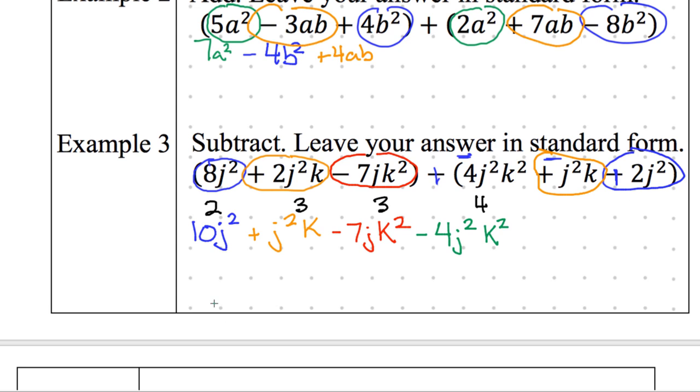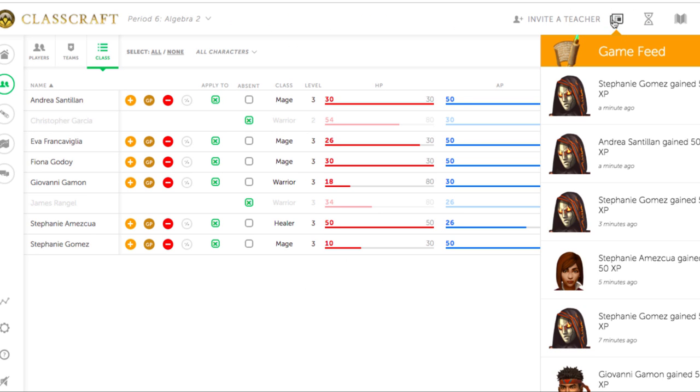You got this. Negative 4J squared K squared, plus J squared K, minus 7 J K squared, plus 10J squared. There it is. Thank you. Now it's in standard form. Thank you, Gio.